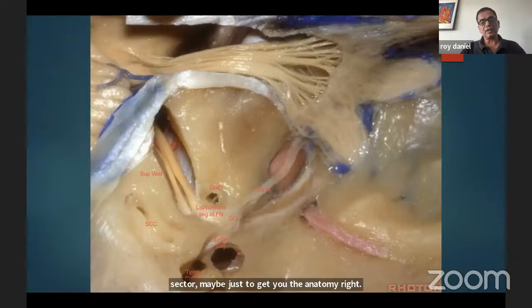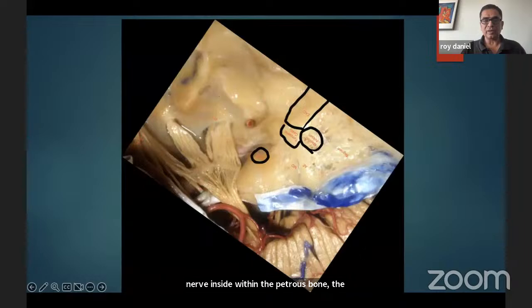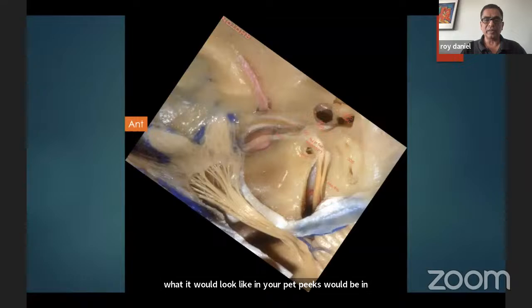These are the structures that you would see in the approach. You have the 3 roots of the trigeminal nerve, the 7th nerve inside the petrous bone, the carotid in the Glasscock triangle, and the middle meningeal artery that you see here. But to put it in the position of the surgery, this is what it would look like, and your petrous apex would be in this region here. That's the bone that needs to be removed.